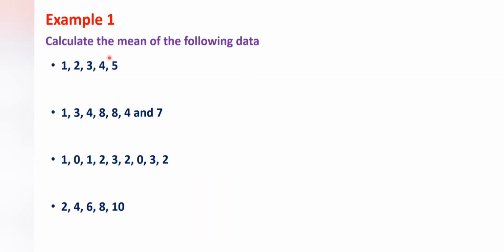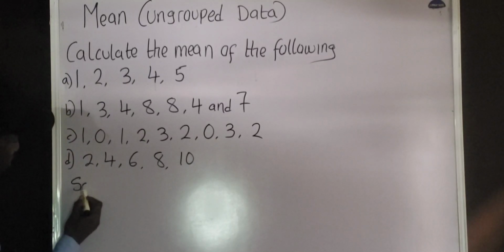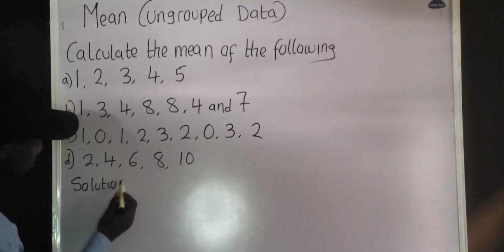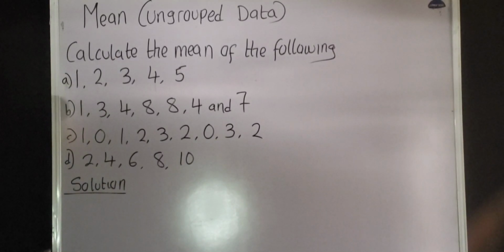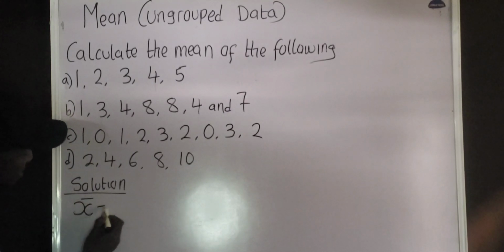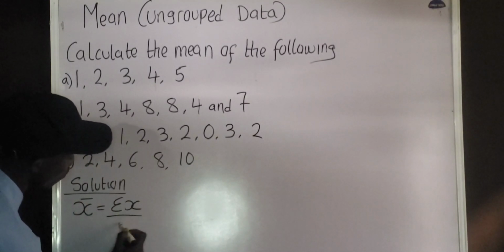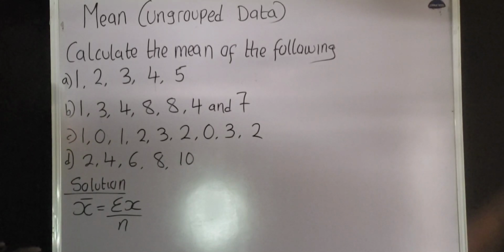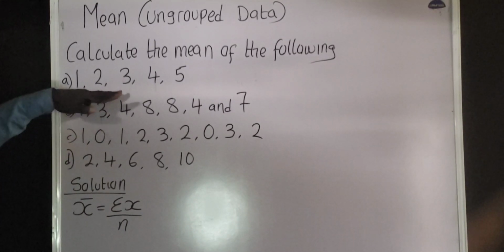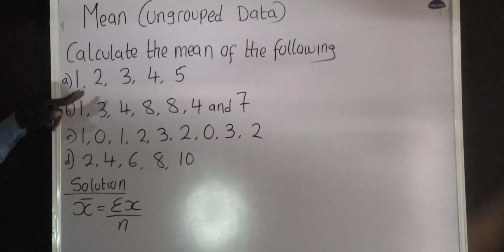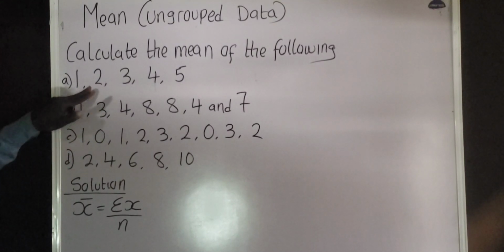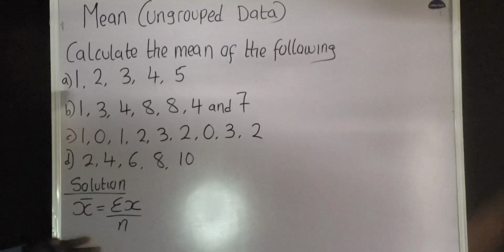Example 1. Calculate the mean of the following data. The first question. Solution. Don't forget that mean is given by this formula: x bar is equal to summation x all over n. This is the formula for calculating the mean of an ungrouped data, where summation x is the sum of all the observations. If you look at question number 1, how many observations are we having? We are having 5 observations, and n is the number of observations. Are you getting it? So let's proceed.